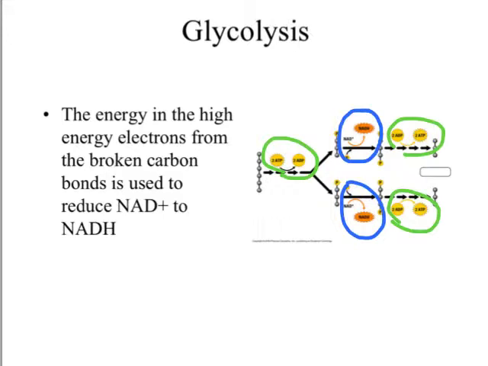These electrons jump from the carbon chain to this molecule of NAD+, and it reduces it down to NADH, because remember, a hydrogen goes along with the electrons. So we get a production of 2 molecules in glycolysis. We get 2 molecules of NADH, and we'll see how those are important later in the cellular respiration process.